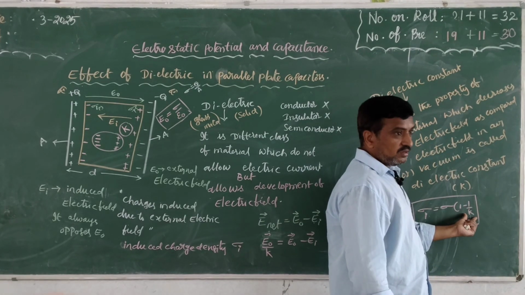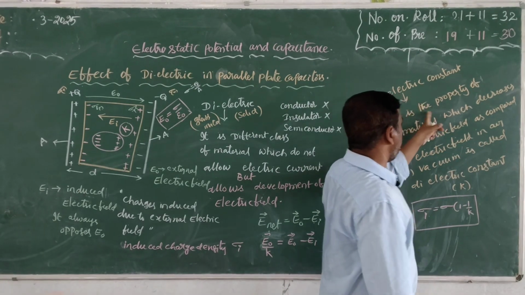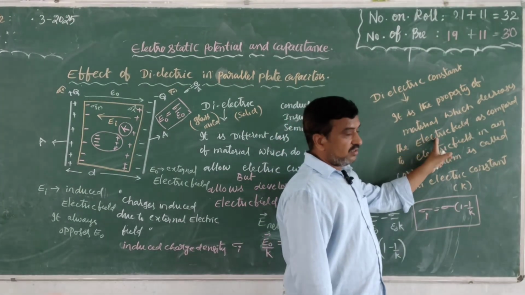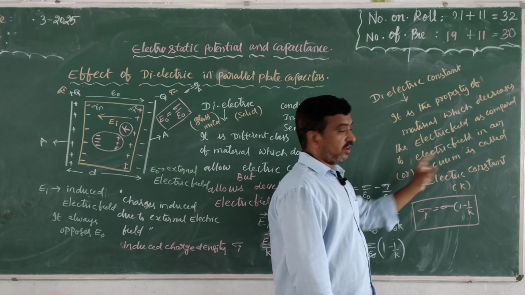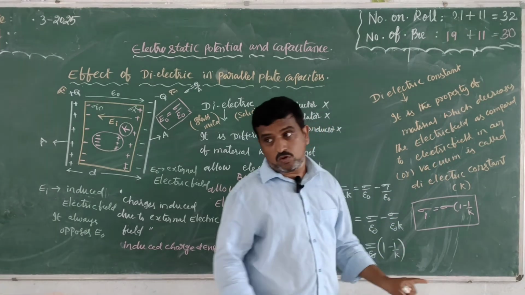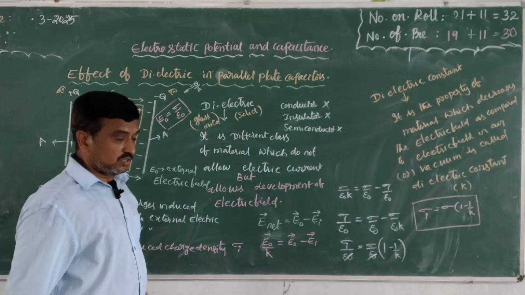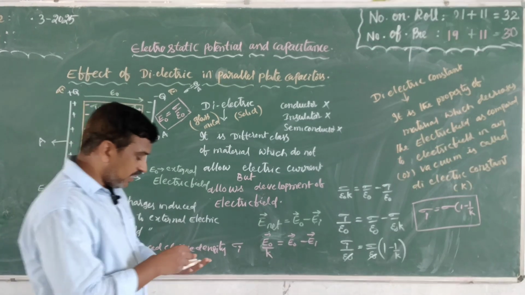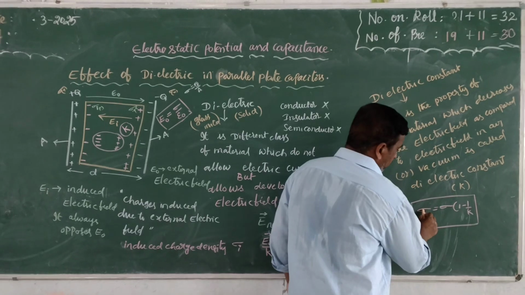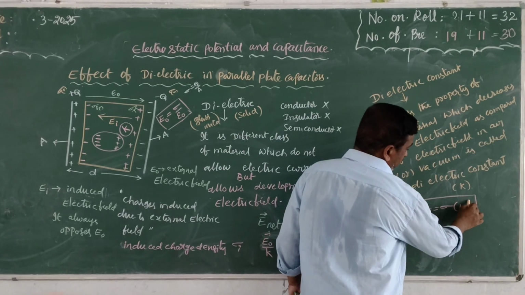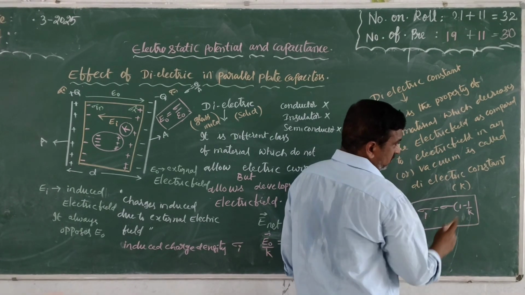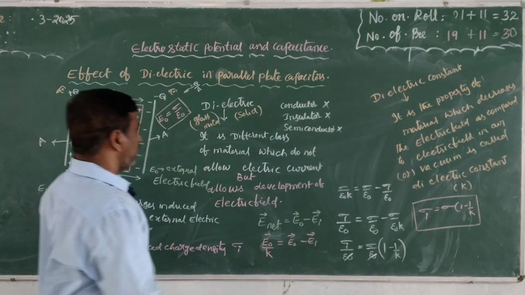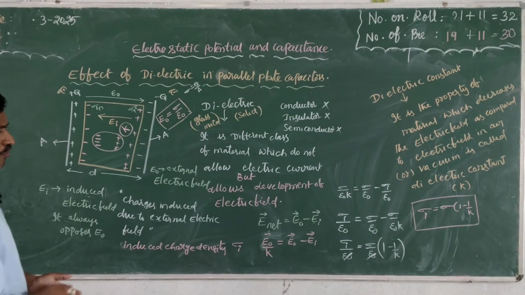Here K means dielectric constant, the property of material which decreases the electric field as compared to the electric field in air or vacuum. What is the induced surface charge density developed in the dielectric? The formula is sigma I equals sigma into 1 minus 1 by K, where sigma is the surface charge density and K is the dielectric constant. It is the basic concept.